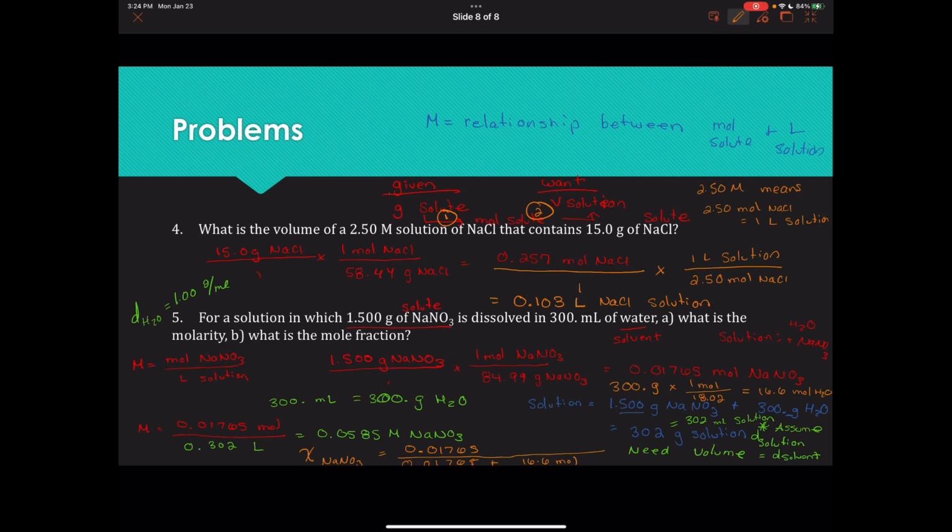So we've got to be careful here. We've got multiple masses floating around. This is why it's important to distinguish solute, solvent, solution. So my mole fraction, I need my solute moles plus my solvent moles. So to get my solvent moles, I needed to use my solvent mass. And we're going to end up with a mole fraction of 0.00106.